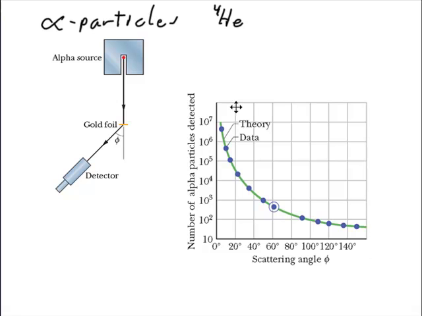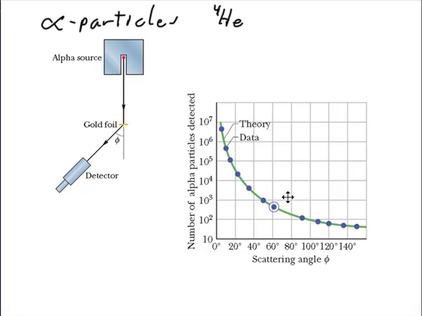Most of them did in fact go straight through. However, a surprisingly large number turned through angles much larger than he ever would have expected in the plum pudding model. Notice here at an angle of 60 degrees, it's still only about 100 compared to nearly 10 million that come through at a smaller angle, at nearly 0 degrees. But that's still a much larger angle than he ever thought possible.